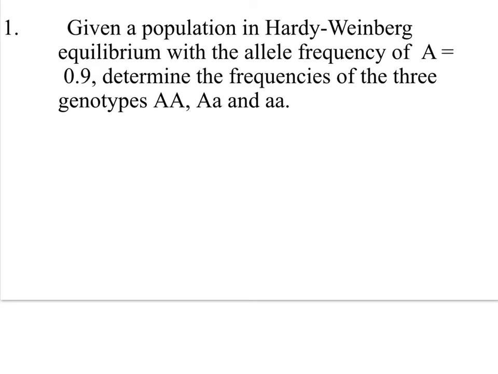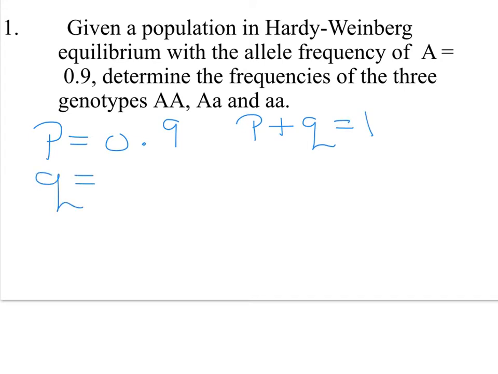Number 1, we have a population in equilibrium. And this problem gives you the allele frequency of capital A. So this means that I've given you the frequency of p. So p equals 0.9. Remember one of our equations, p plus q equals 1. So we can easily find q. So 1 minus 0.9 gives us 0.1.